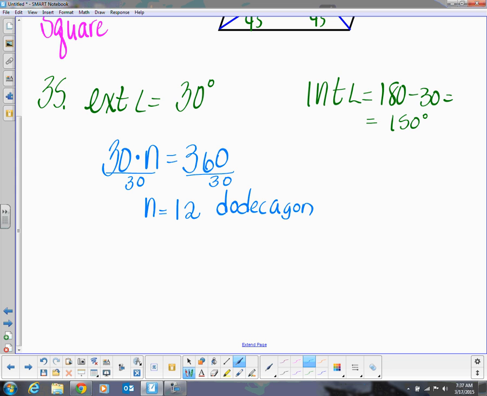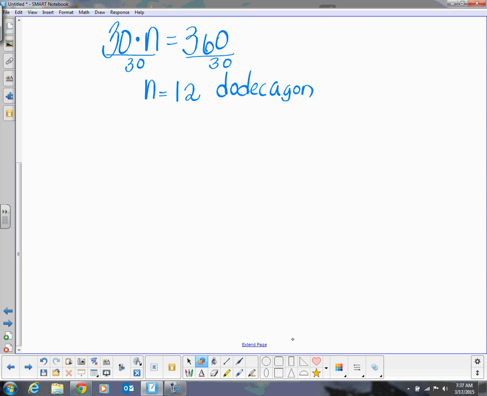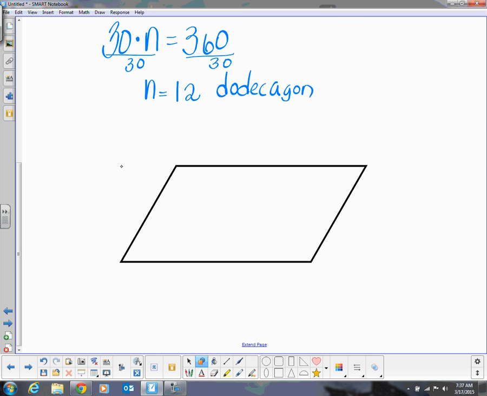22. Let's see, find the measures of the numbered angles in each special parallelogram. So the question here is, what type of parallelogram is this? They have told us that this is 90. Now this is a parallelogram, all right? If this is 90, what must this be? Because opposite angles of a parallelogram are what?